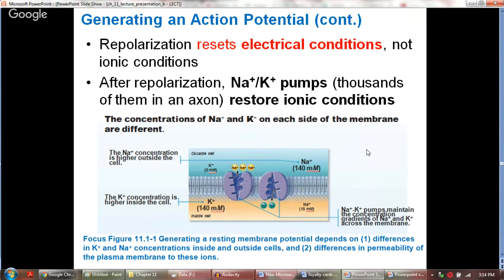Continuing the facts, the repolarization resets the electrical conditions, but not the ionic conditions. So after repolarization, the sodium-potassium pump plays a role, which restores the ionic conditions, which means it puts sodium out and then brings potassium back in.